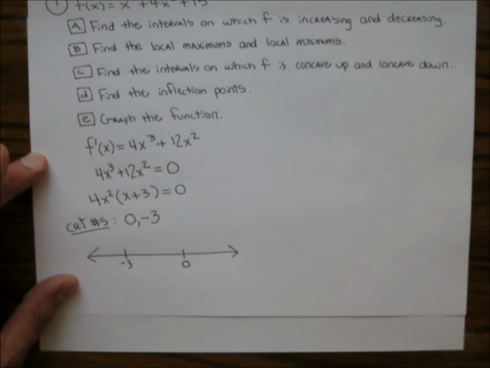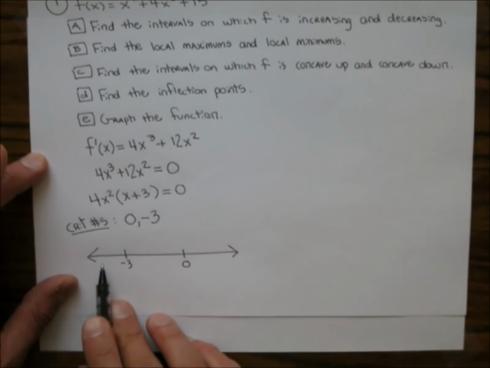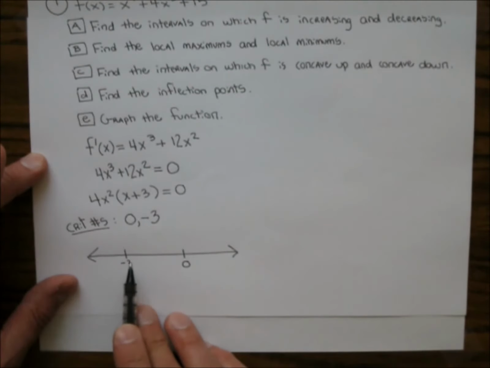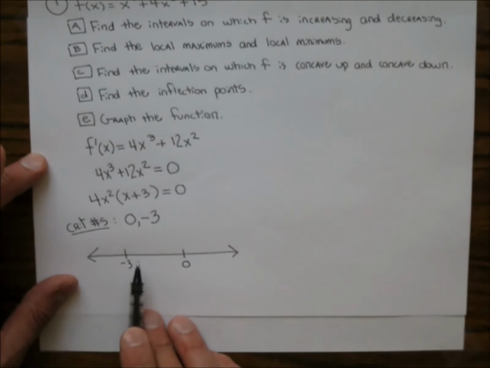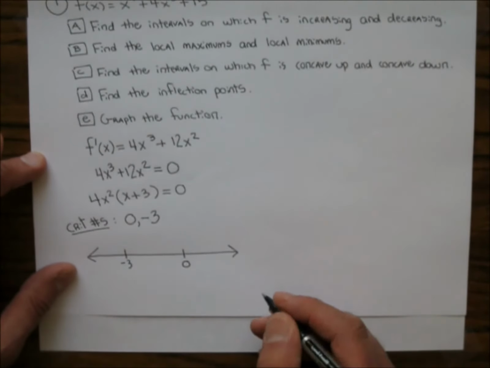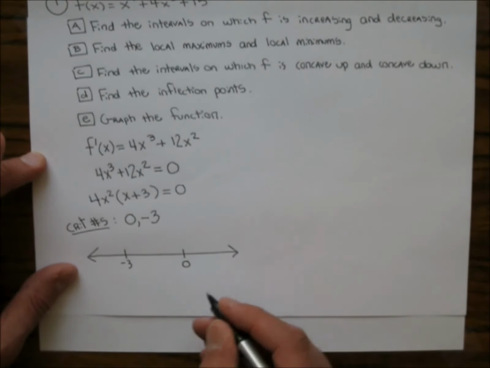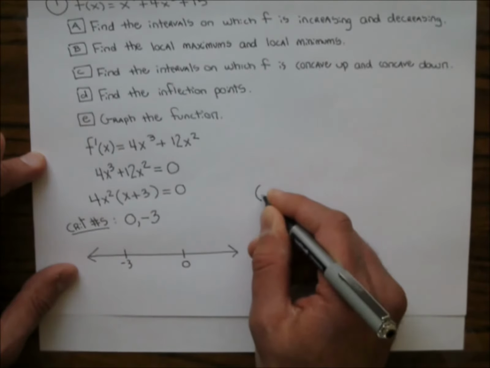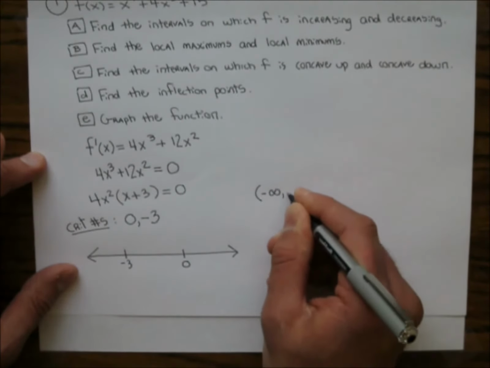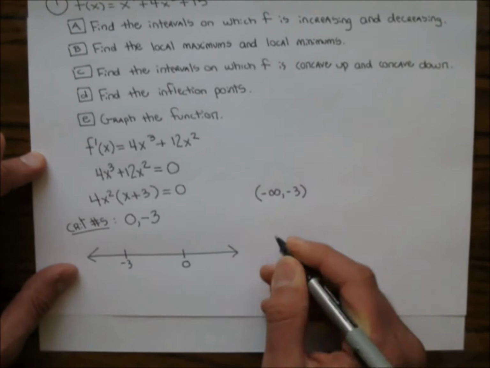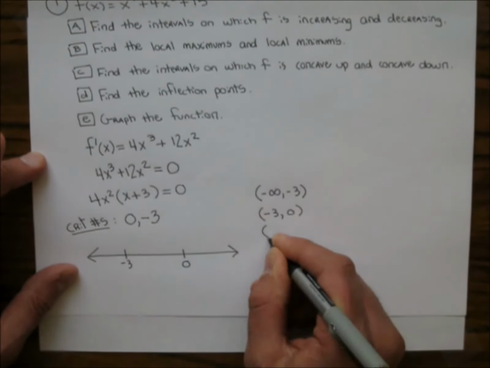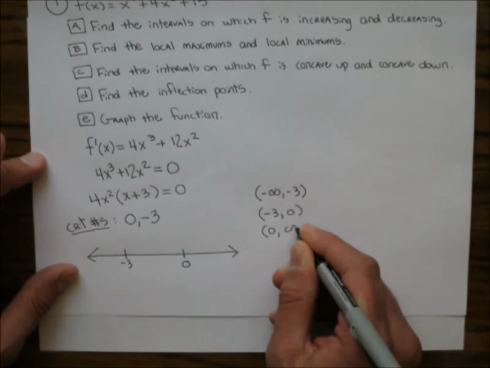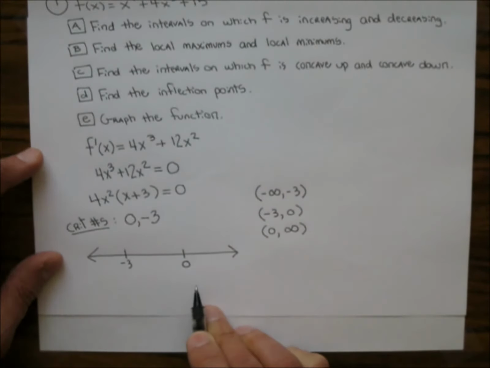What I'm going to do is I have 3 intervals to check. And I'm going to check to see if they're positive or negative. And so my first interval to check would be, I'll do it over here, -infinity to -3. And then I'm going to check from -3 to 0. And then I'm going to check from 0 to infinity. How am I going to check this?